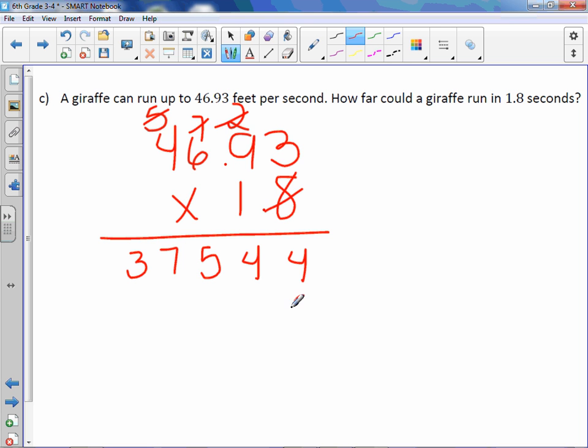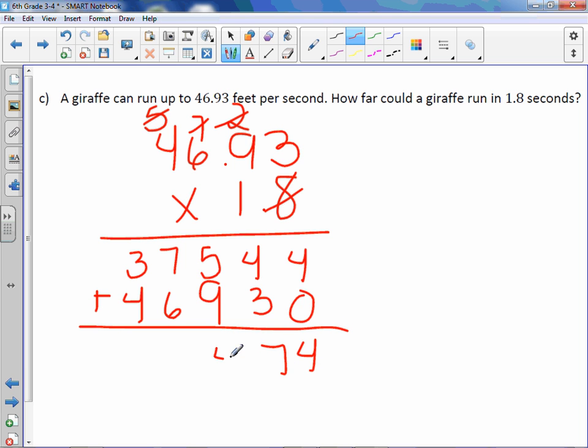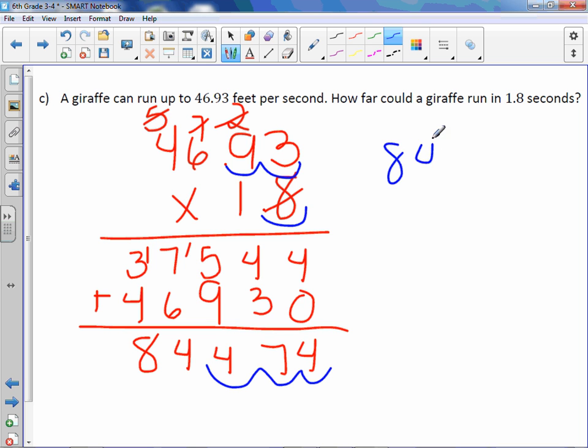Cross off the 8 and put a placeholder. 1 times 3 is 3, 1 times 9 is 9, 1 times 6 is 6, 1 times 4 is 4. Add them up. We have 1, 2, 3 numbers behind the decimal point. 1, 2, 3. Our answer is 84.474, and it says how far. Our unit is feet.